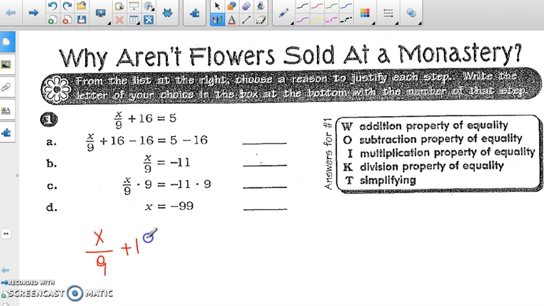If it's x over 9 plus 16 is equal to 5, to be able to leave x alone, first we need to get rid of the 16, and the best way to do that is to subtract 16 on both sides. So instead of doing it in 2 lines, they just throw everything over here in 1 line. And normally we know that this is the subtraction property of equality, which is stated over here.